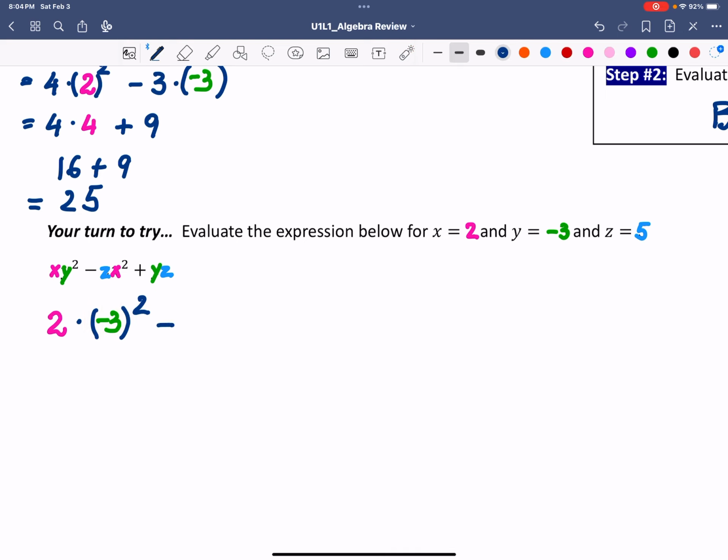And then we have minus, z is 5. It's multiplying x to the power of 2. x is 2 to the power of 2. You can keep it in brackets, doesn't really matter. And plus y is negative 3, multiplying z, which is 5.